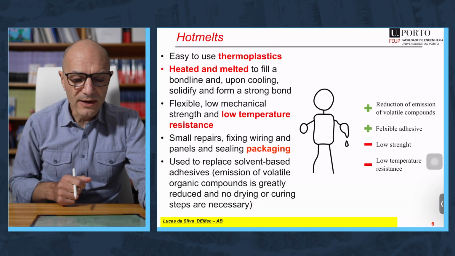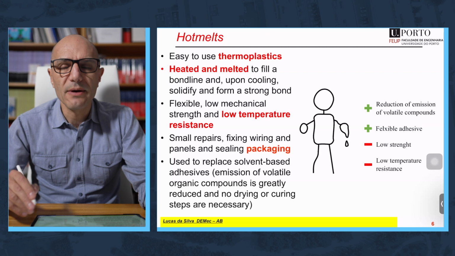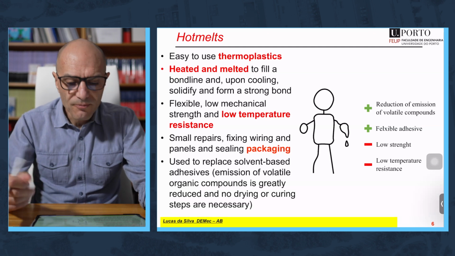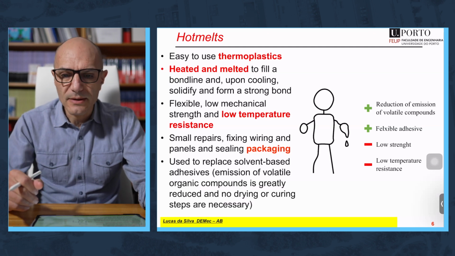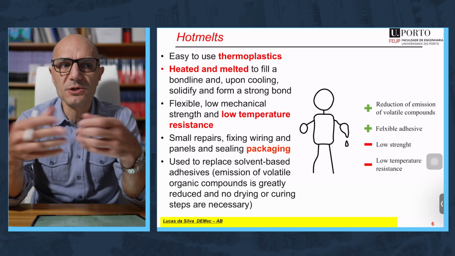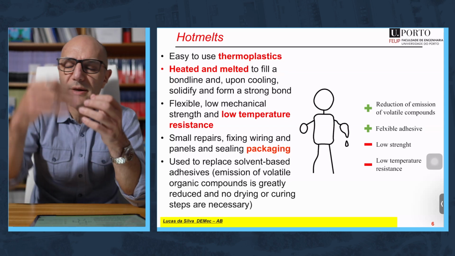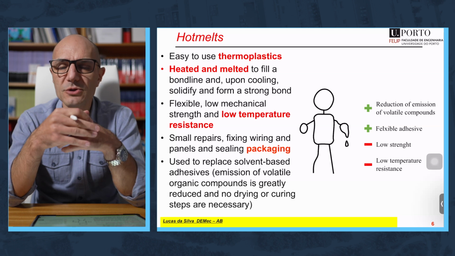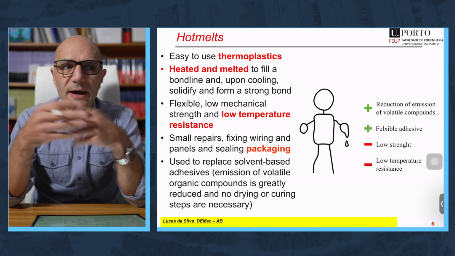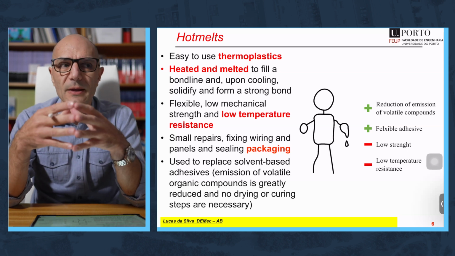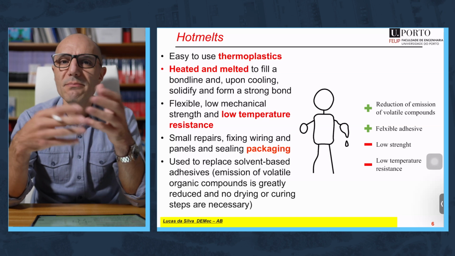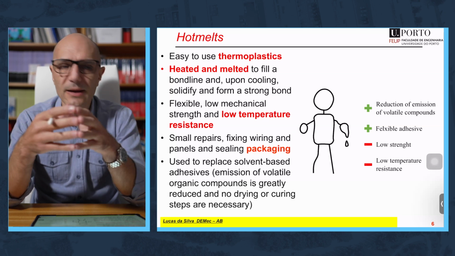Then you have the hotmelts. This is something that I'm sure you have used at home. They melt with the application of heat, and then we apply them to a substrate, and when it cools down, they harden and we have the joint. The strength is not very high, they cannot stand very high temperature, but they are used in many daily applications.